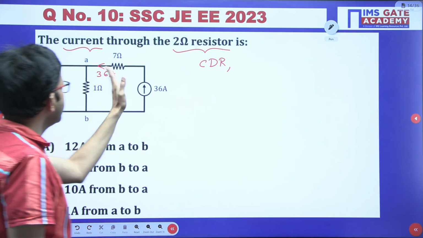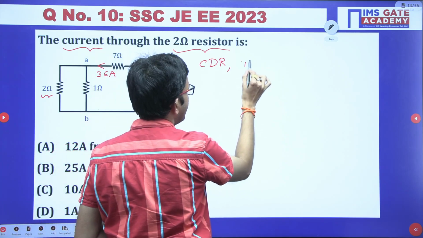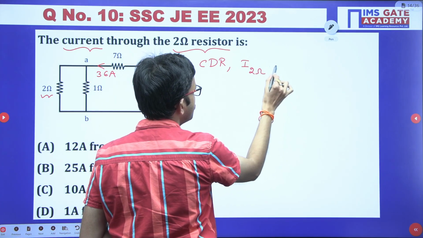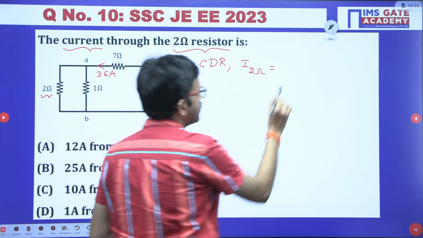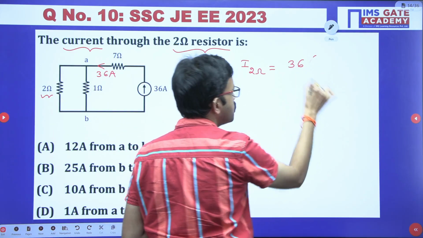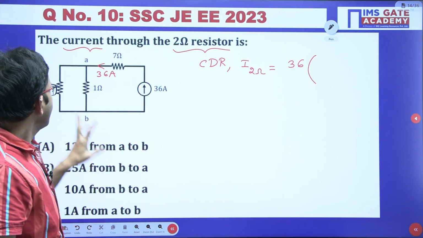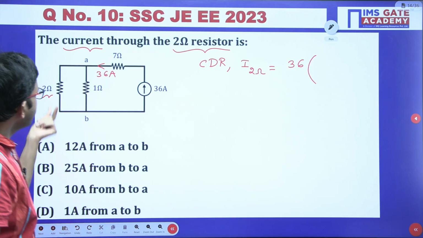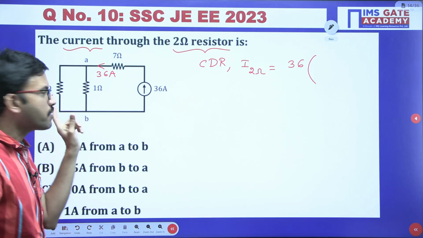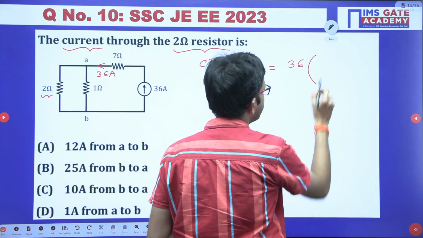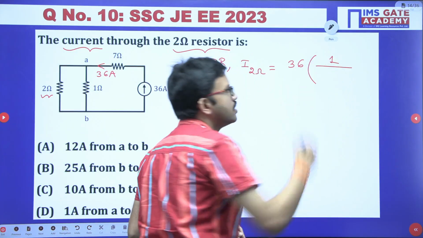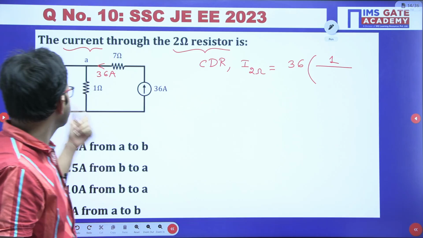So here the entering current is 36 ampere. We have to calculate the current flowing through the 2 ohm resistor. So here the entering current is 36 into, now we have to calculate the current flowing through the 2 ohm resistor. That means the opposite arm resistance we have to consider, that is 1 divided by the sum of the resistances, 2 plus 1.